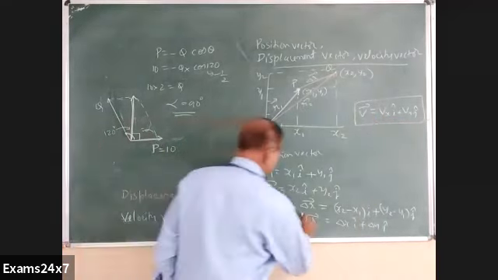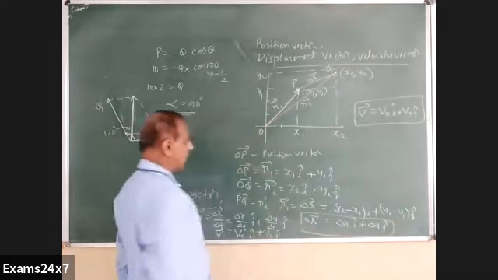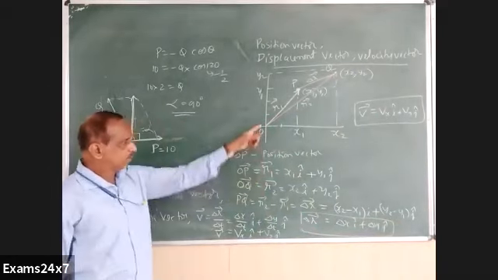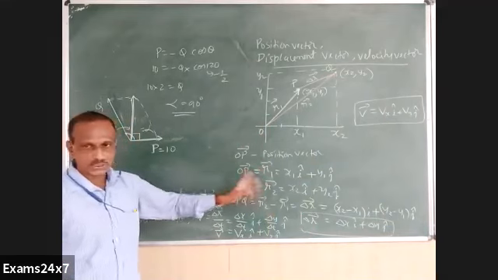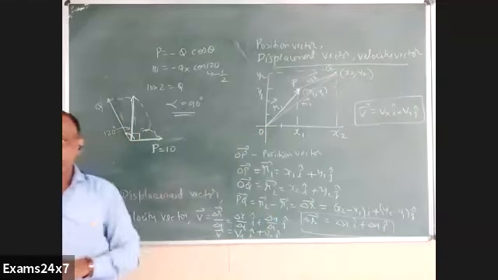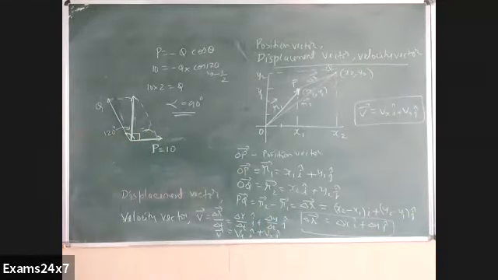This is a displacement equation. And individually, the position vectors R1, R2 are mentioned here. So these are all symbolic representations of position vector, displacement vector, velocity vector.